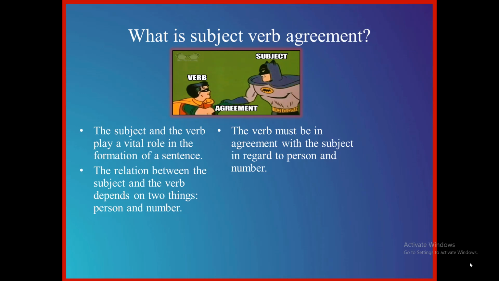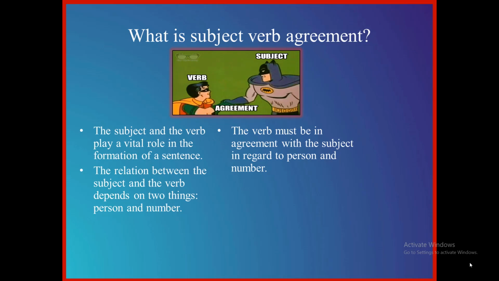Just a simple sentence. If you are framing a sentence, two things are more important. One is the subject and the other one is the verb. The relationship between the subject and the verb depends on two things, person and number. Depending upon the number of persons, the subject and the verb vary. If the subject is plural, then definitely the verb will be plural. If the subject is singular, then the verb will also be singular. And there are many such rules also.